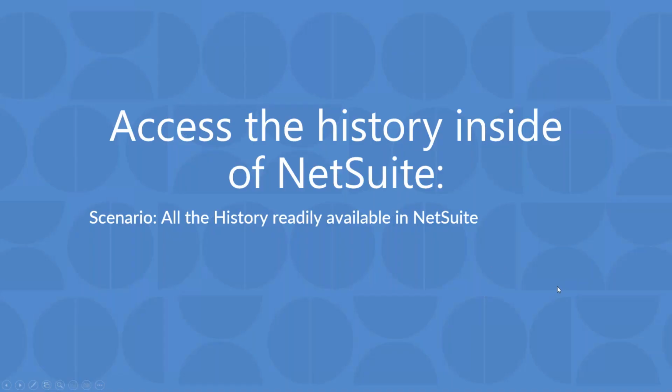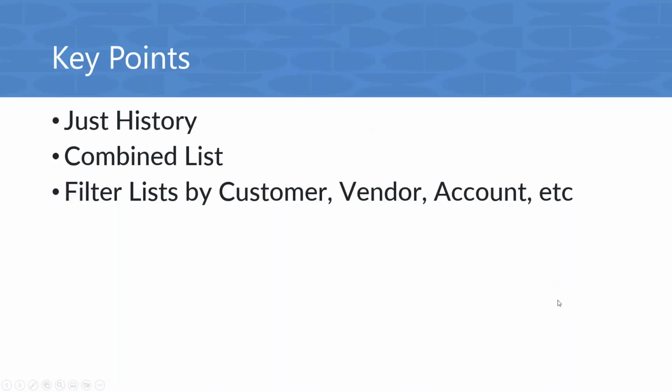Okay, so the first part, we want to talk about how I am able to access this NAV history right inside of NetSuite. We have a couple of different ways. We can do lists where we can see just the historical information from NAV, so that's all that's in that list.